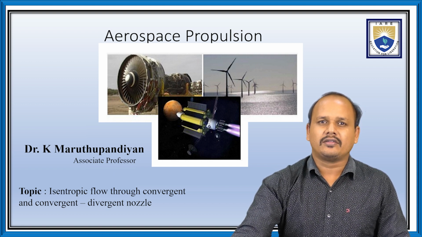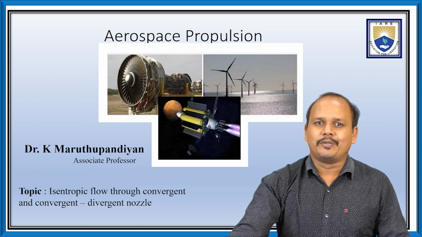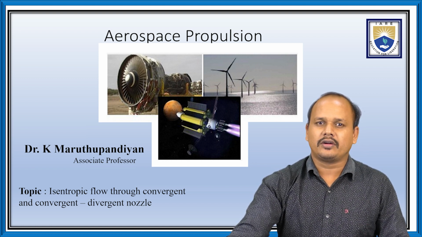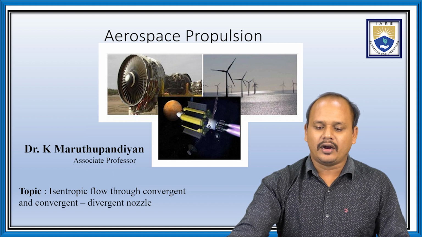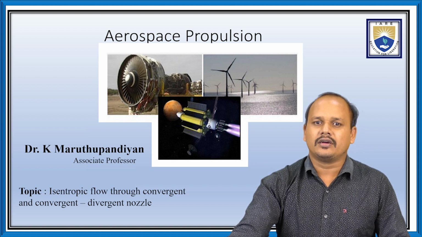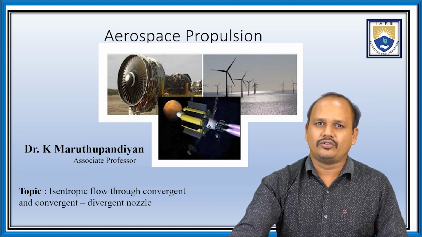In the previous lecture we were discussing the area velocity relation. From that relation we were able to mathematically explain how a convergent section or a divergent section can act as a nozzle as well as a diffuser. We have seen that if the flow entry is subsonic and the passage is convergent, then the flow will be accelerated through it.